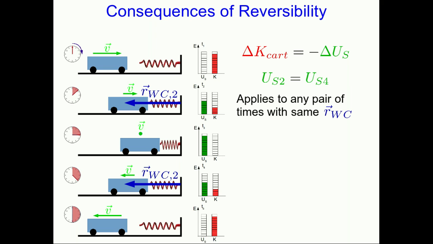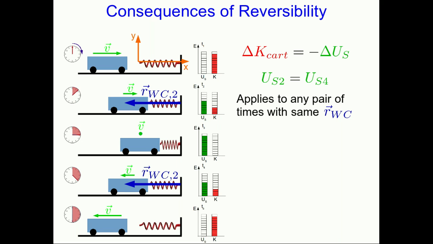Well, this applies to any pair of times, not just 2 and 4, with the same relative position of the cart to the wall. And so that means that the potential energy must only depend on the relative position of the cart to the wall. So I could just define my axes at the wall, and now the position of the cart determines the potential energy of the spring. That's a good choice, but it's actually a better choice to define my axes this way.